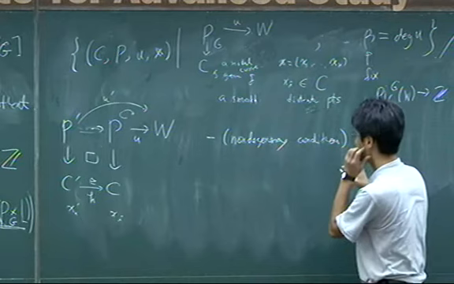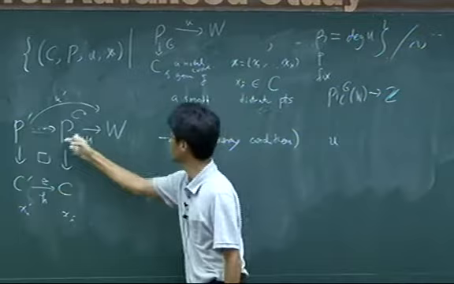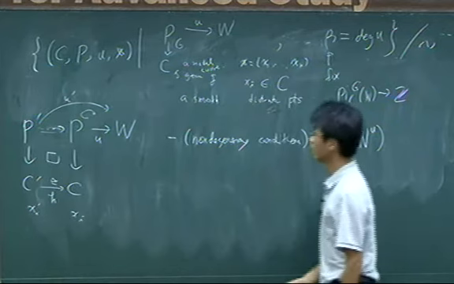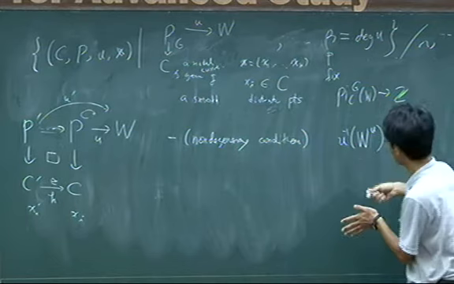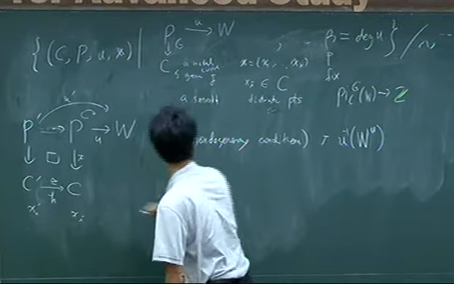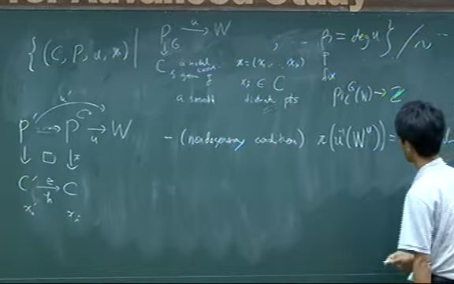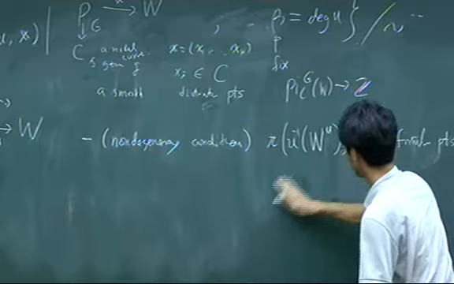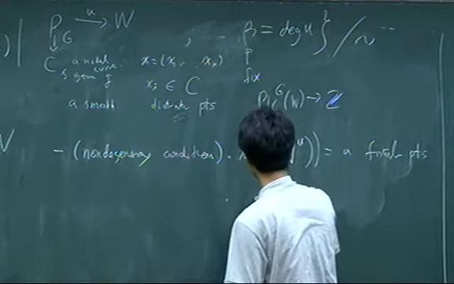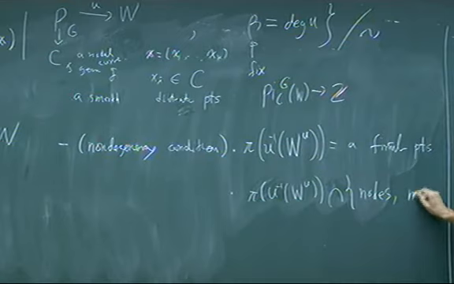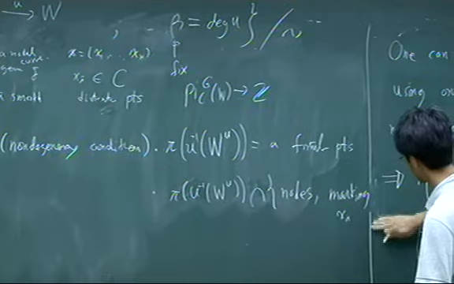Which means that the inverse image of the unstable locus, where W is the unstable locus, the inverse image under U must have finite fibers. Let's call this pi. The pi is finite points, and also the intersection of this one with the nodes and markings is just the empty set. So they never meet.